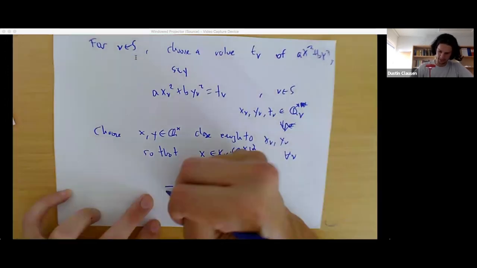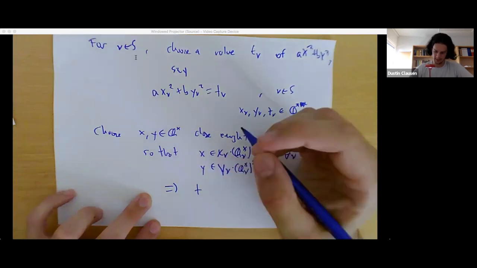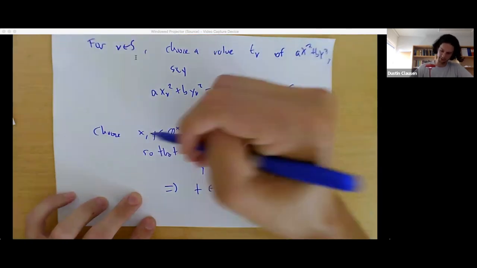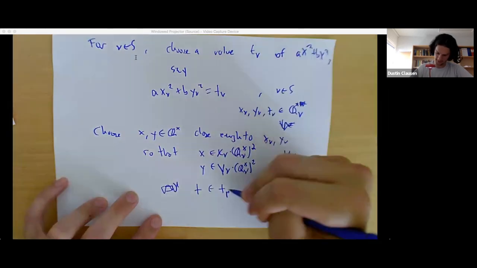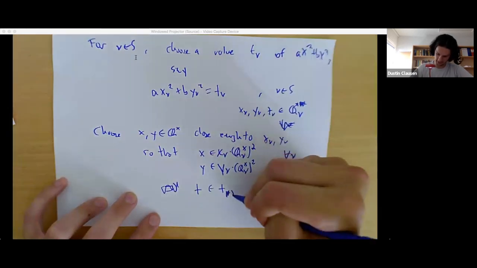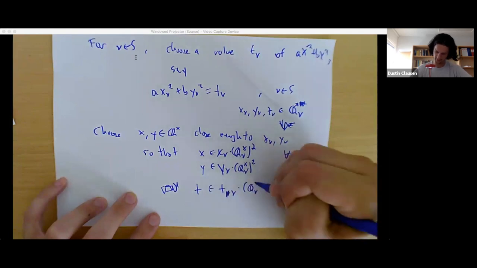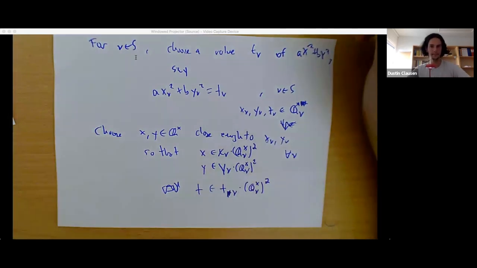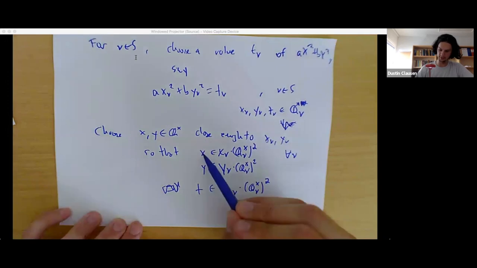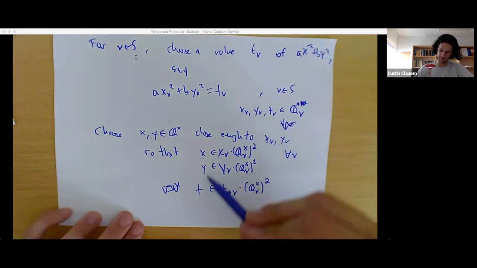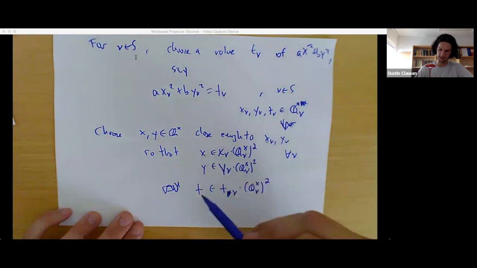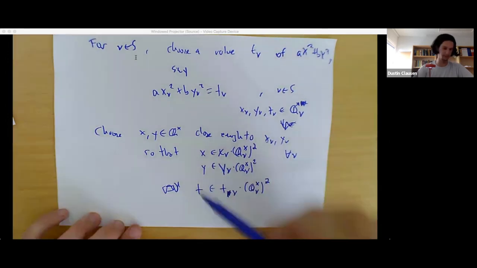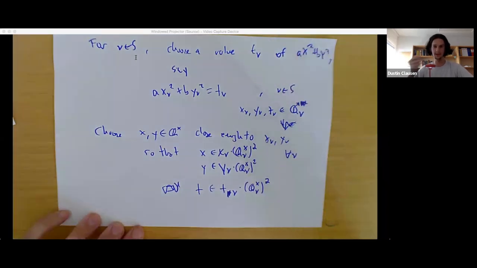And this implies, as I said, by continuity that t is also close enough to t nu, and in particular it's a square off from t nu. Okay. So now we already have that in Q nu, t is represented by rational numbers x and y. So now we just have to control the other half of the expression. We also want t to be represented by the other variables that we left out.